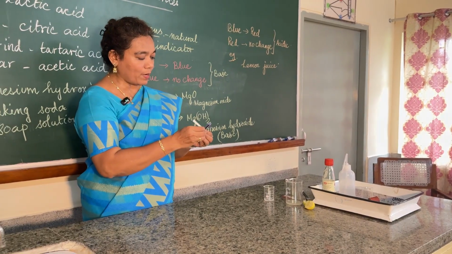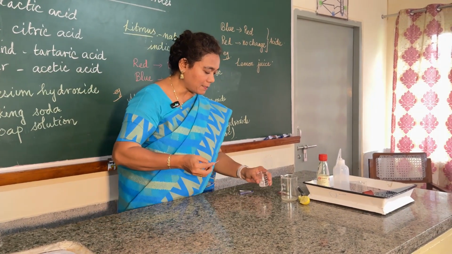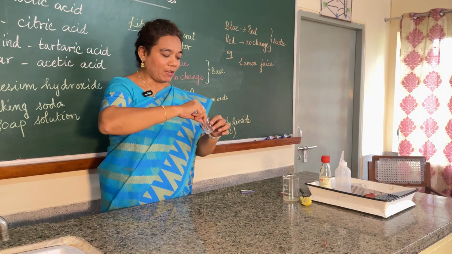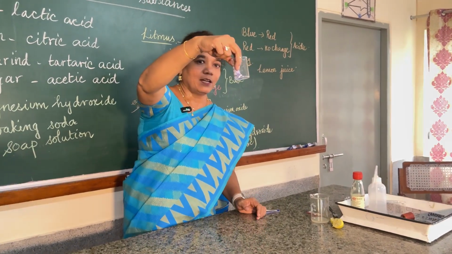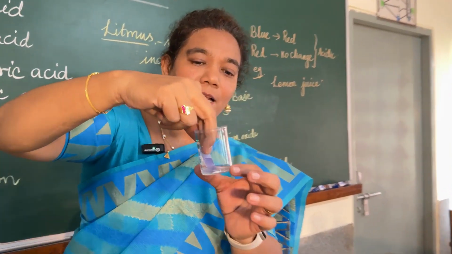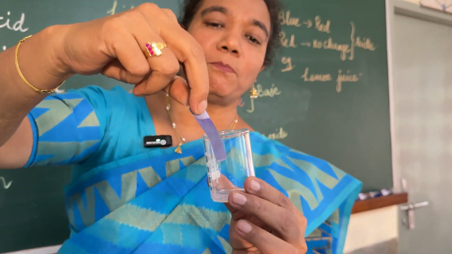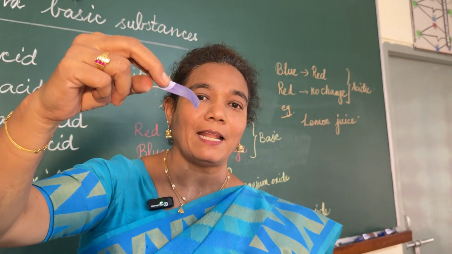So we can take one strip of blue litmus. When we dip this, see here, there is no color change. The litmus paper is blue in color. There is no color change.